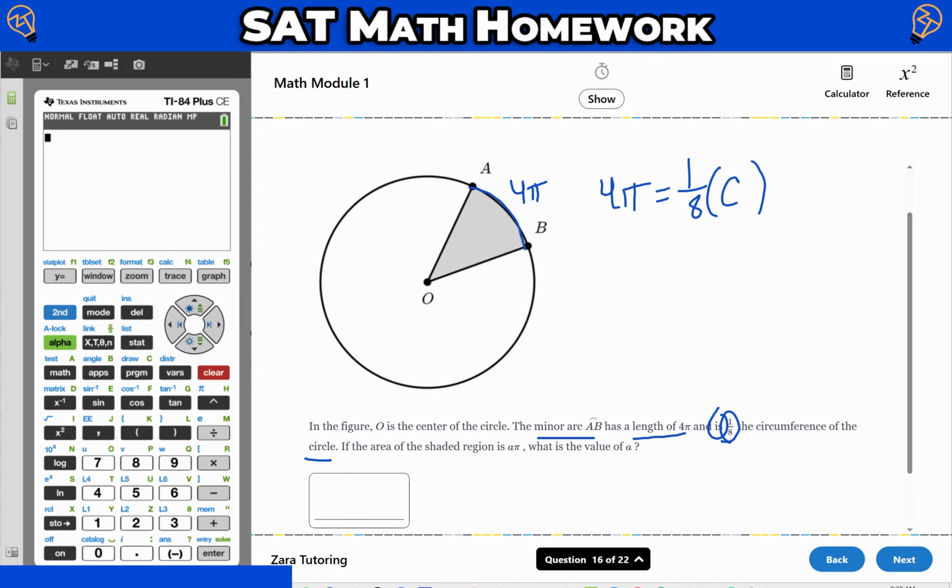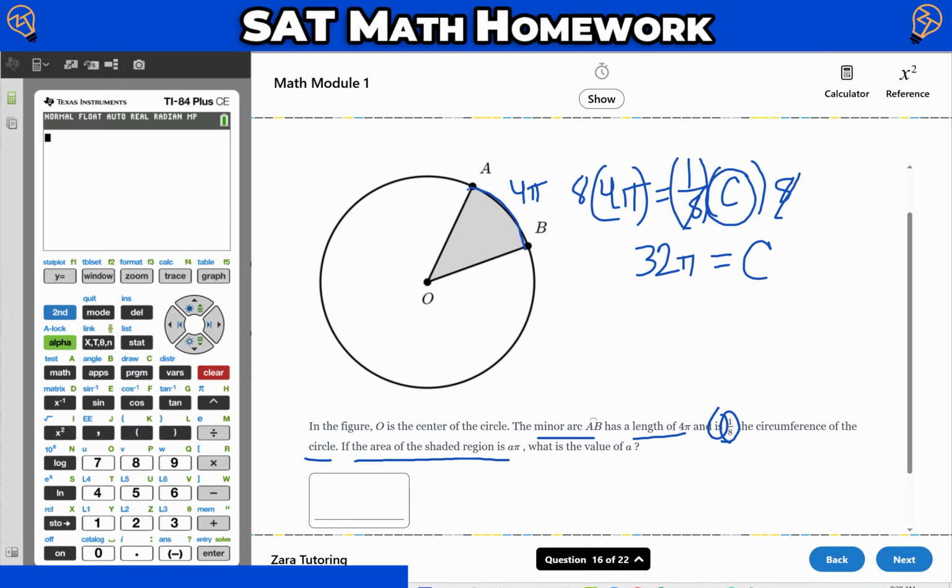So let's go ahead and find the circumference. The way that you can get rid of the 1/8, technically you could divide by 1/8, but you could also multiply by the reciprocal of 8, and we'll do that on both sides. The 8's cancel, and you get the circumference is 32 pi. Then it says if the area of the shaded region is a pi, what is the value of a?